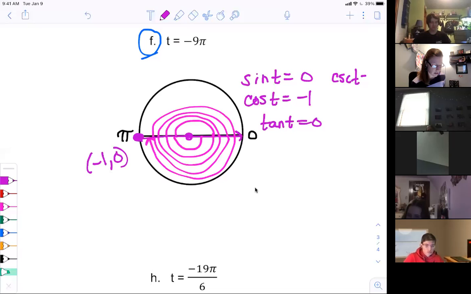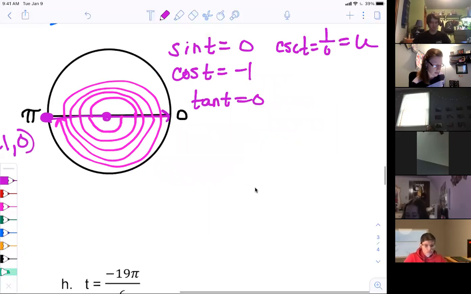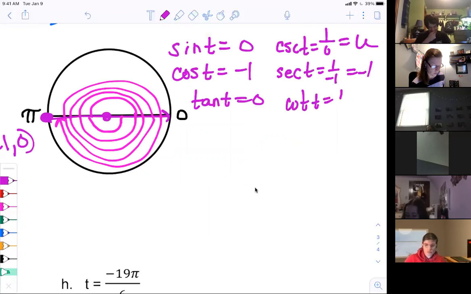The cosecant is 1 over 0, which is undefined. You can just write a u. You could say undefined as well. The secant is 1 over negative 1, which is just negative 1. And then the cotangent, again, is 1 over 0, which is undefined.